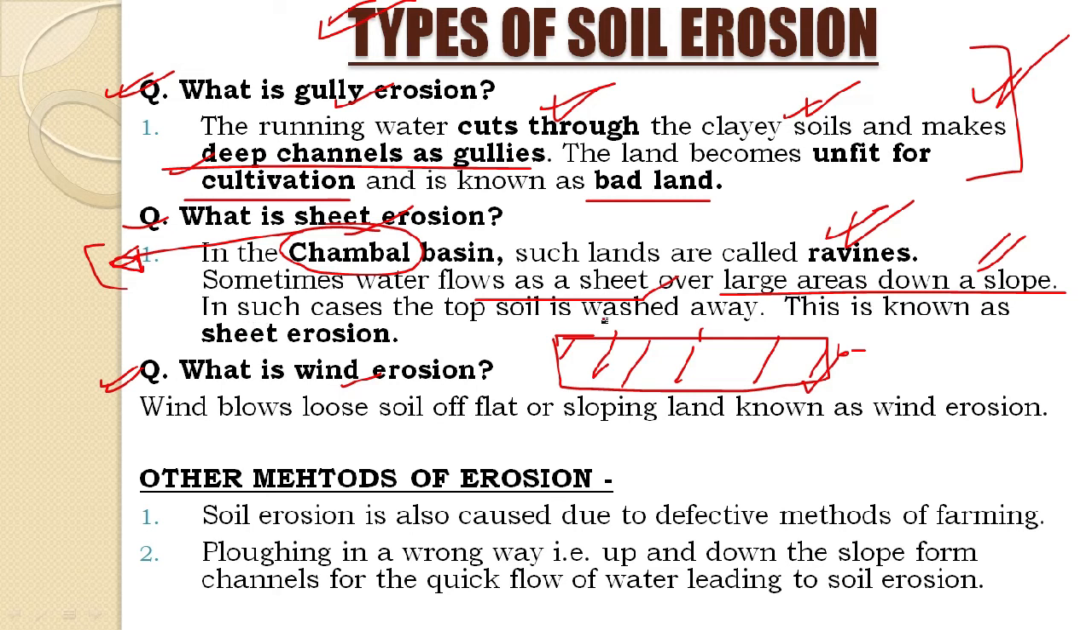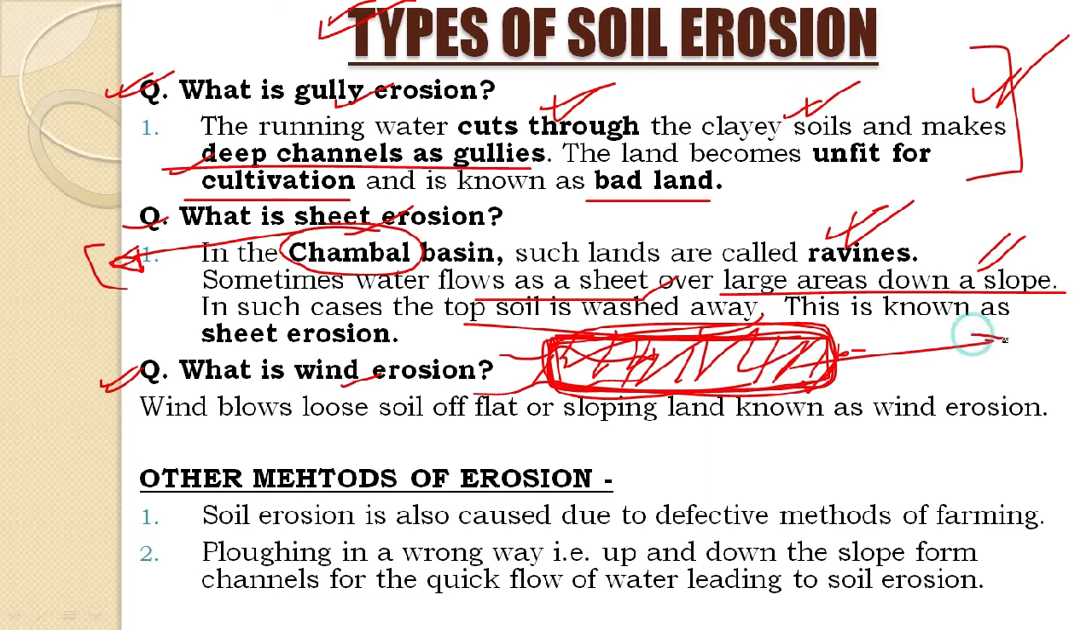Okay, so what happens in this case? The top soil is washed away. For example, assume that this area had a layer of soil in length and breadth. So when water comes flowing like this, it washes away the top layer of the soil, the whole rectangular area. It means the top sheet of the surface is washed away by the flowing water, and therefore it is known as sheet erosion.